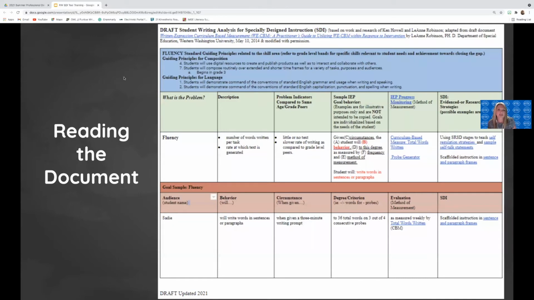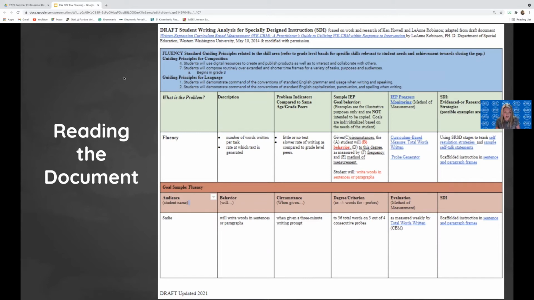Okay, so now we're ready to look at the documents. So this is what it looks like. You all should have access to it. If you've printed it out, or you can pull it up on your screen, however you want to look at it.